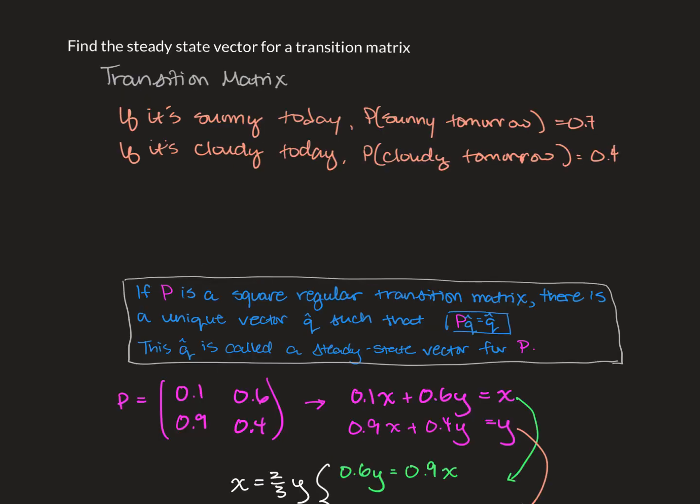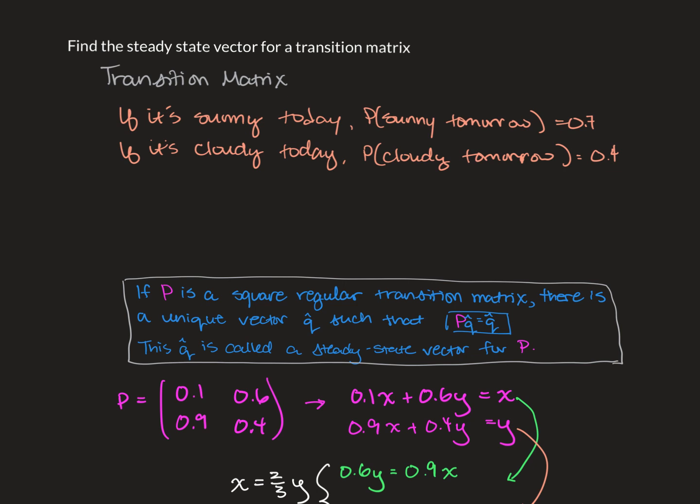The second thing is being able to find the steady state vector for a transition matrix. So let's start with just what a transition matrix is. Here's a silly example, but it works. If it is sunny today, the probability it is sunny tomorrow is 70%. If it is cloudy today, the probability it is cloudy tomorrow is 40%.